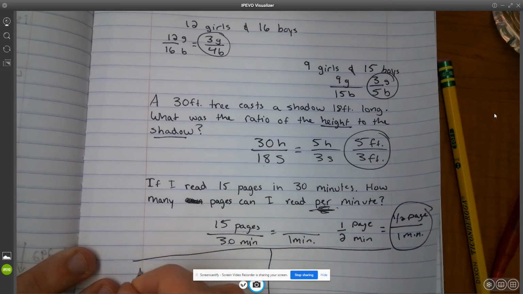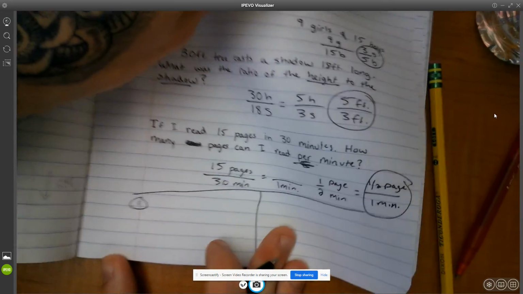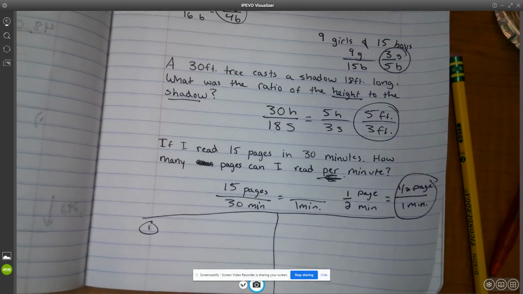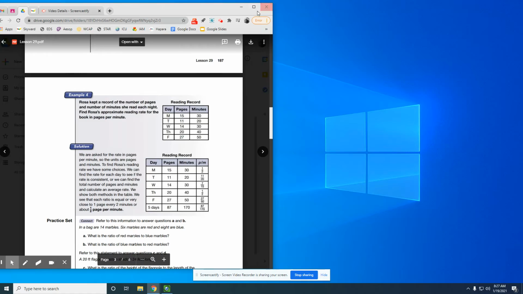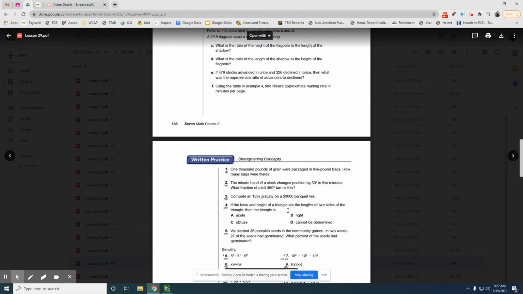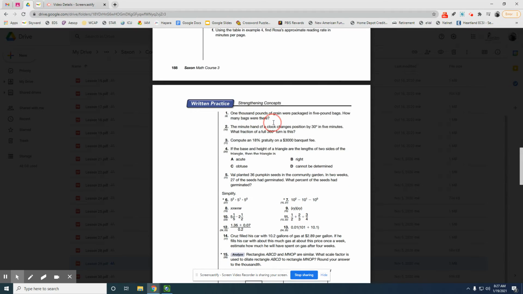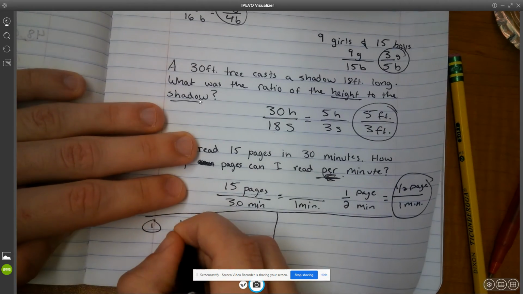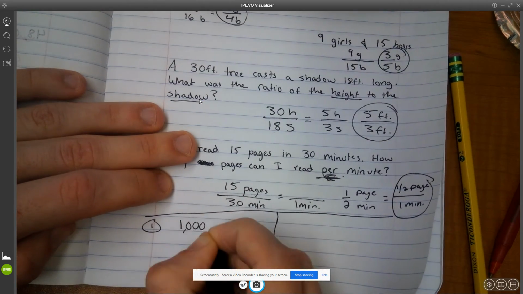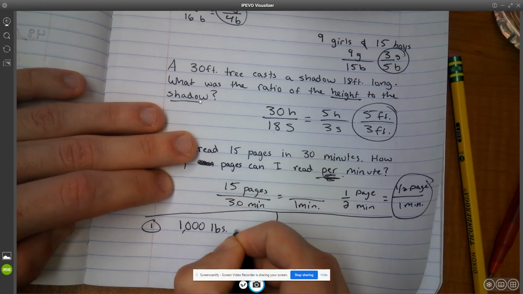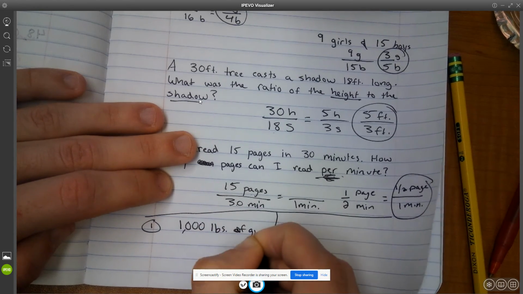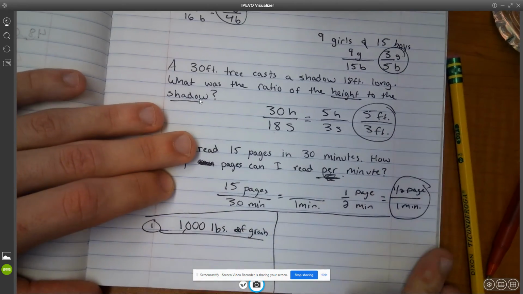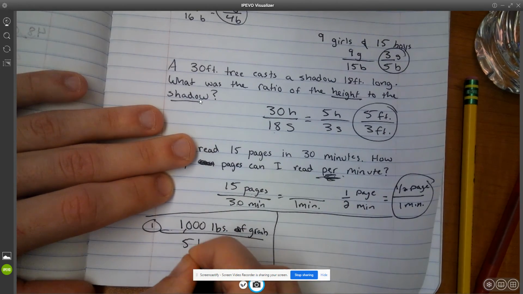Let's do number 1 real quick together. It says 1,000 pounds of grain were packaged in 5-pound bags. How many bags were there? Love it, love it, love it. So 1,000 pounds of grain. 1,000 pounds of grain to 5-pound bag. And that's what we need to make.